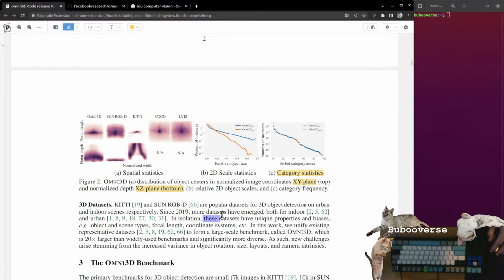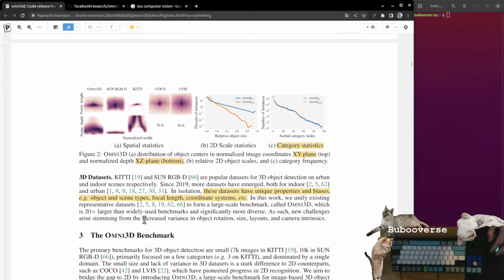Yeah, so each of these data sets is going to have unique properties and biases, coordinate systems, focal lengths, etc. The hope here is that you're going to have a lot more variance in the rotation, the size, the layouts, and the intrinsics, and so on.